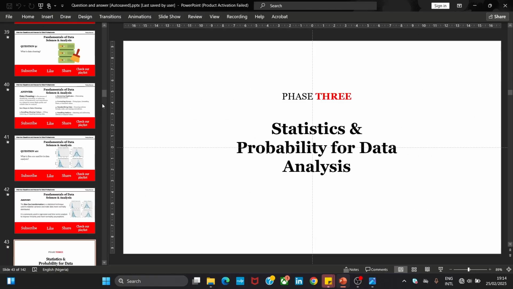Right, so welcome to the third phase of our data science and data analysis questions for data scientists and data analysts looking to ace their next interview and land their dream job. In this phase, we are going to be looking at statistics and probability for data analysis. If you made it to this phase three, then we are super proud of you.